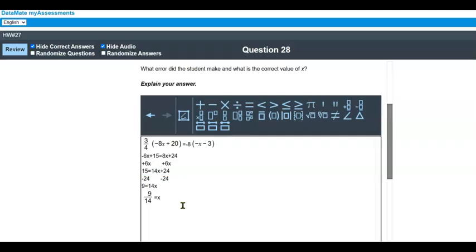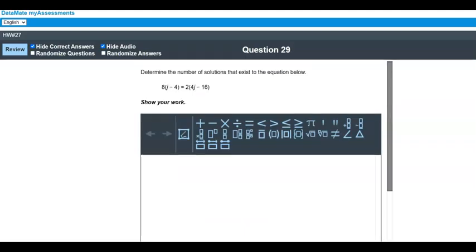So now, underneath my answer, we can say the student made a mistake in step 2. They wrote 2x instead of 14x because they subtracted 6x from 8x by accident, right?